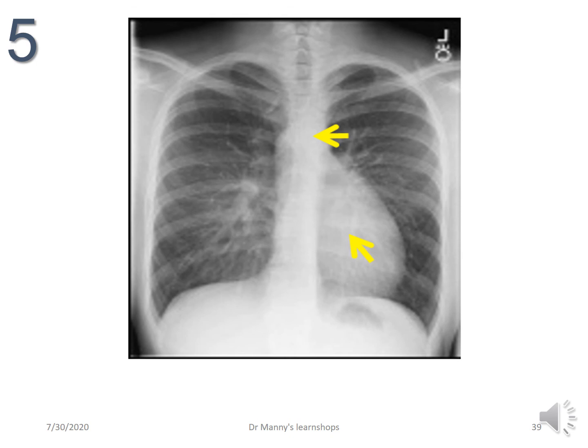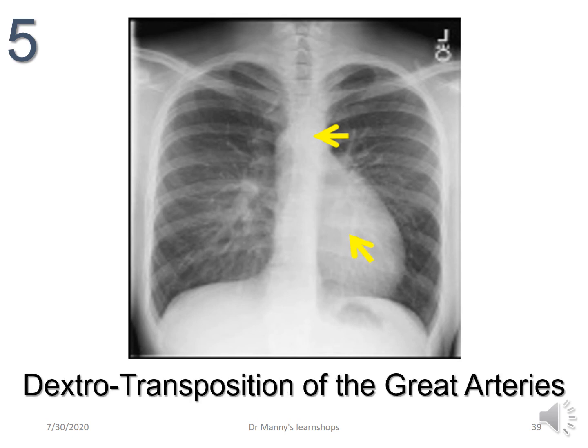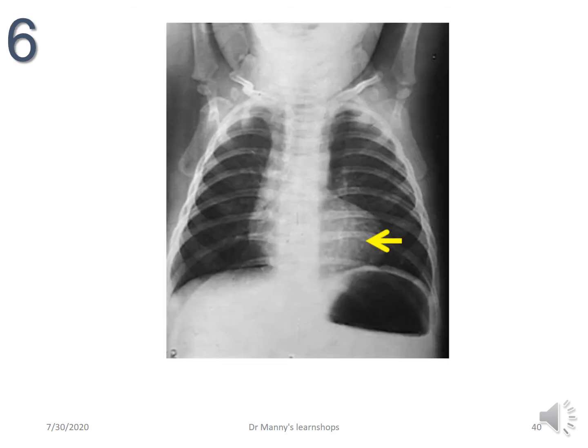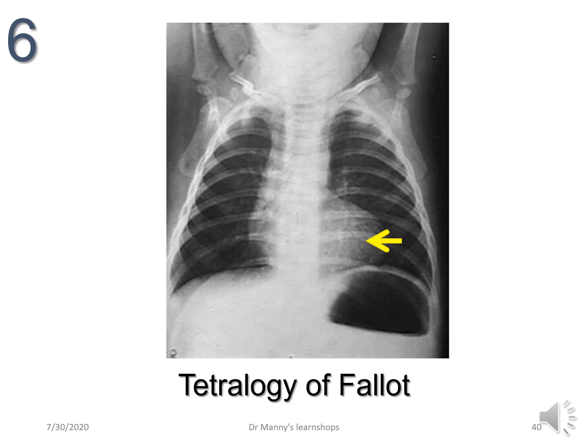Think of the sign, egg on a spoon. A heart that's shaped like an egg, a narrowed mediastinum. This is dextrotransposition of the great arteries. Okay, this is your infant with a boot-shaped heart, or what could be considered a boot-shaped heart, which will also require further investigation, but this would be an example of tetralogy of Fallot.